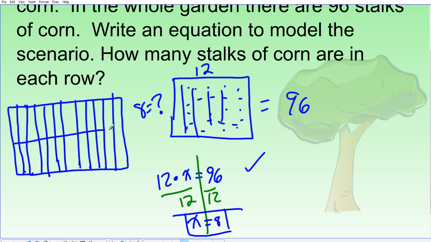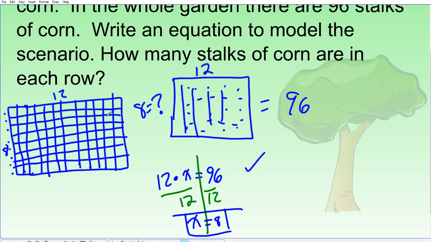And now he'd have 24. And now he'd have 36. And 48. And 48 plus 12 is 60. And then 72. And then 84. And now 96, which means he has 1, 2, 3, 4, 5, 6, 7, 8 in each row with 12 rows of corn, giving you a total of 96. So you've got your equation method. You've got a visual representation, a graph, a picture that also works.